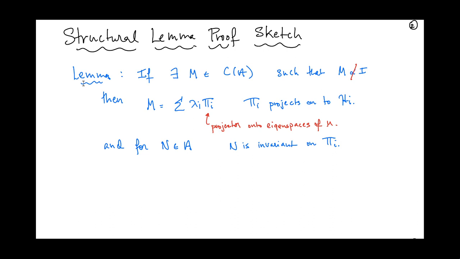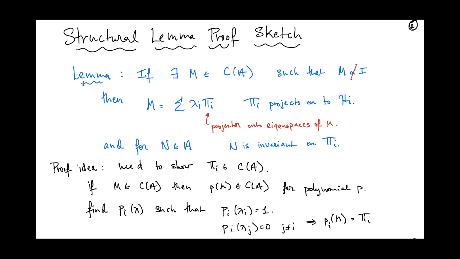Then everything in the algebra is invariant under those projectors, okay? And the way to see that, I need to show that the projectors themselves are inside the center. So the way to see that is if M is inside the center, then any polynomial of M is inside the center, because it's closed under addition and multiplication. So what I'm going to do is pick a polynomial where lambda I is equal to 1 and all the other lambdas are equal to 0. If I apply that polynomial to M, I get exactly that projector. So if the projector's inside the center, everybody commutes with it, they're all closed on that part of the subspace.